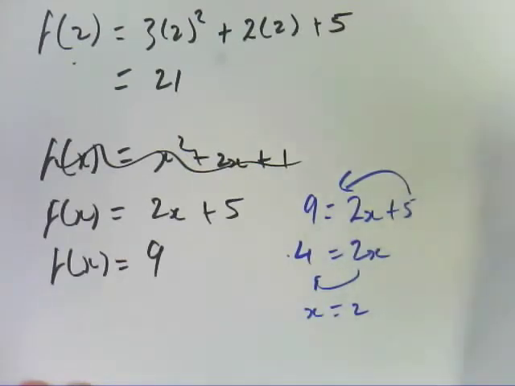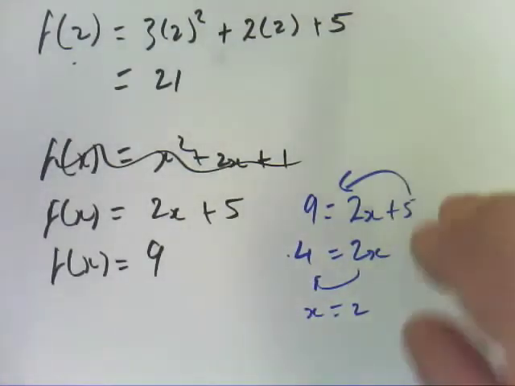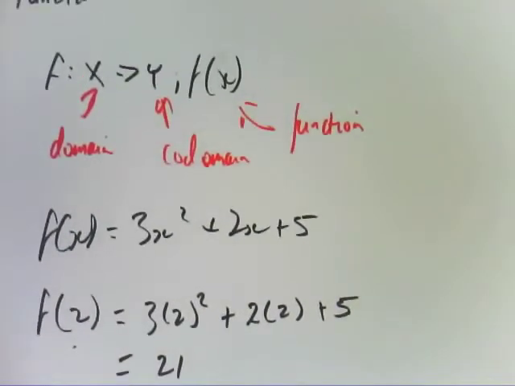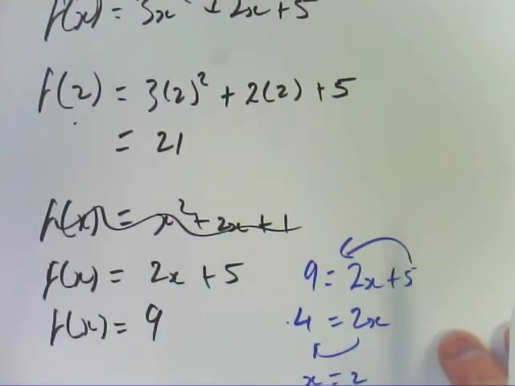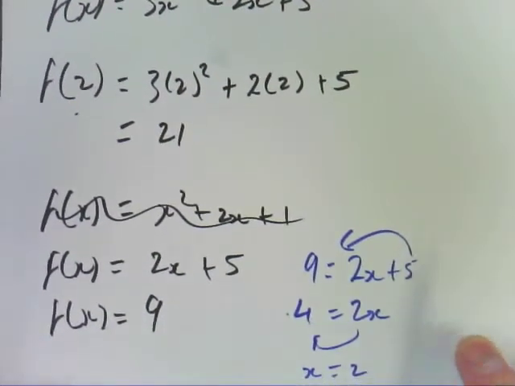That could be rearranging to find the x-intercepts of a cubic or a quartic or a quadratic. So all the stuff we've talked about is going to come into here as well. But you just need to know that you're talking domain, codomain, and your function, and then you can do these things with your functions. So a couple of examples here.